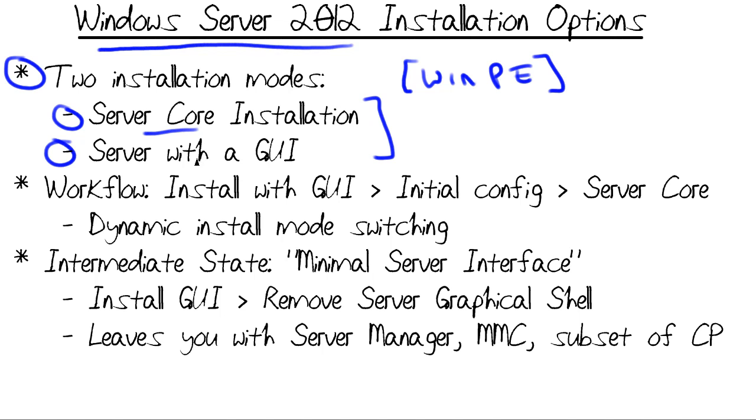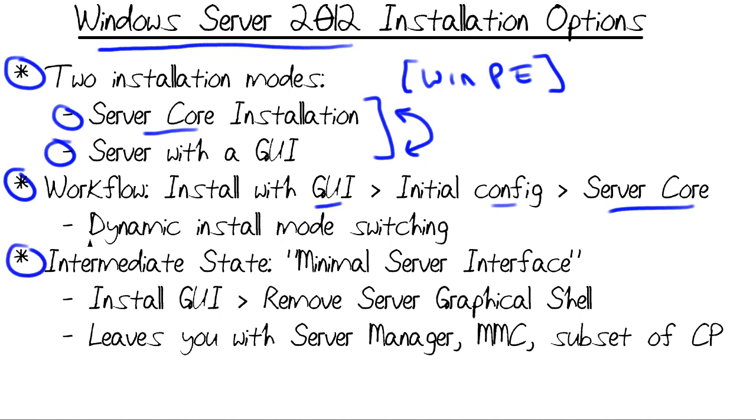Now, in another MicroNugget, I talk about dynamic interface switching, where we can actually go between Server Core and GUI back and forth, which gives us great flexibility as systems admins. Basically, the workflow would be you install a server with the GUI option, perform initial config using your favorite tools, and then switch it to Server Core to improve the performance and security of the box.